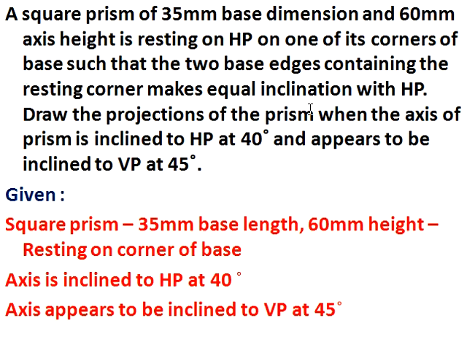After that identify what is the inclination with respect to HP and also the inclination with respect to VP. Here inclination with respect to HP is needed for the second step and inclination with respect to VP is needed for the third step. Here it's given that the axis of the prism is inclined to HP at 40 degree. So the axis is making 40 degree with respect to HP and the same axis appears to be inclined to VP at 45 degree. That means the axis is making 45 degree with respect to VP. So in the next video we'll explain how to solve this problem.